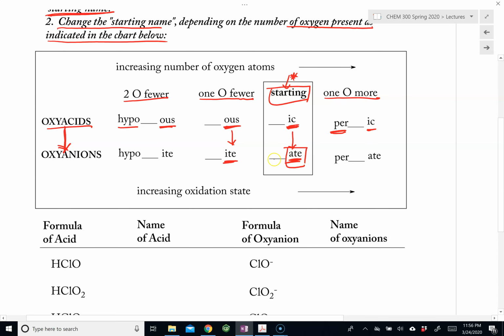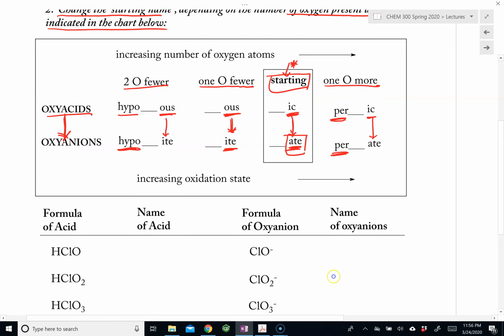And if the oxy anion would have 2 oxygen fewer compared to the most common one, then now we add the prefix hypo in front of it. So ous becomes ite. Ic becomes ate. And here in this case again, ic becomes ate. And if we have 1 oxygen more, then we add the prefix per in front of it. So using this method right here, we would be able to name many derivatives of the different oxy acids, and we do not have to remember as much.